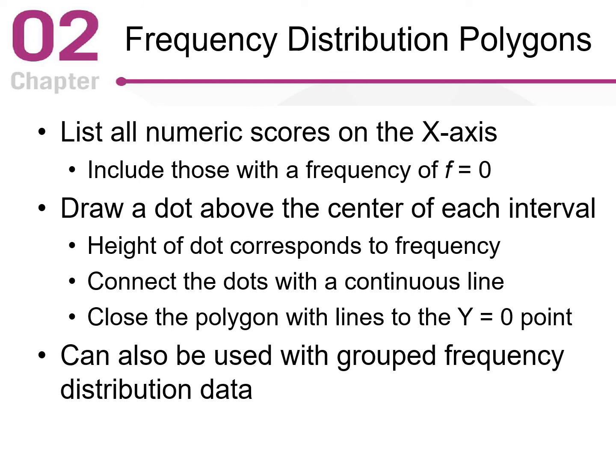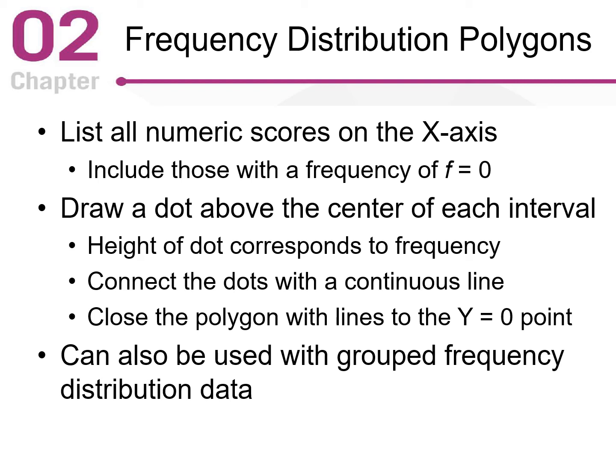Now, if I want to make a frequency polygon, I'm going to list all the numerical scores on the x-axis, including those with 0 in each bin. And I'm going to draw a dot above the center of each interval. So it's basically connect the dots.